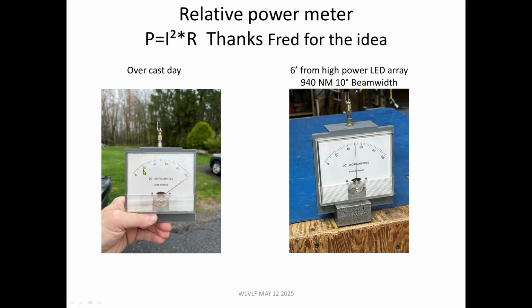On an overcast day, when you stand outside, that meter is pinned, so I have no idea how much more it is. So at 6 feet away from this high power array, you're already at half of what you're exposed to at 940 nanometers outside. And by the way, this is the detector up here. Essentially it's just a little solar panel with a bandpass filter in front of it, one that restricts most of the visible light and only allows the infrared light to pass through.